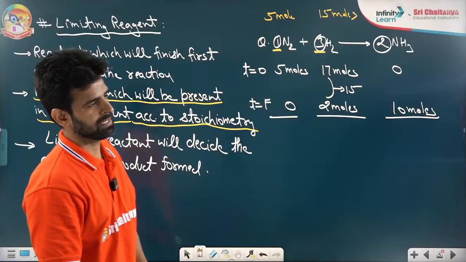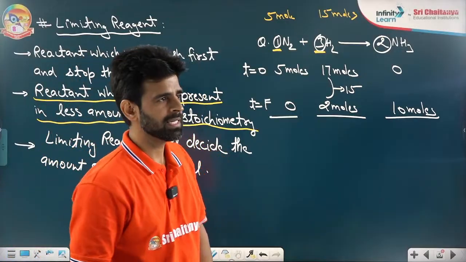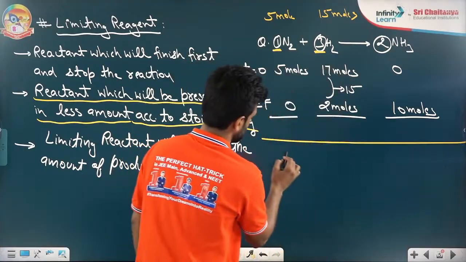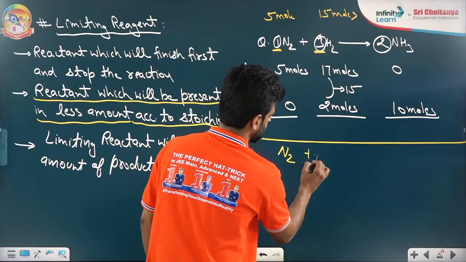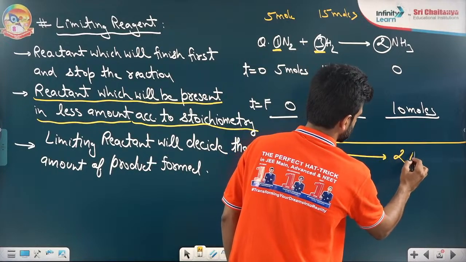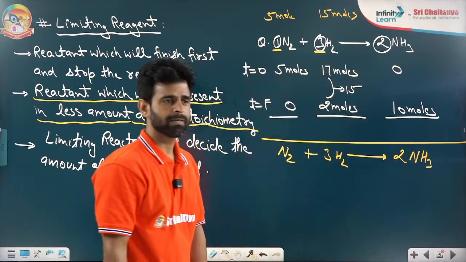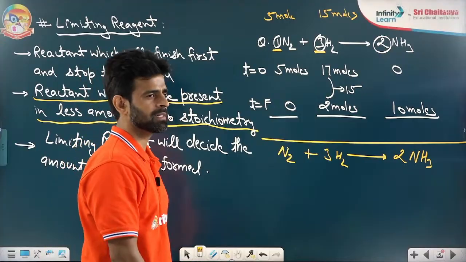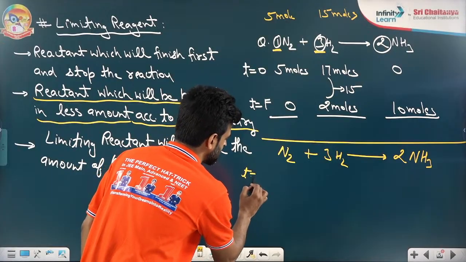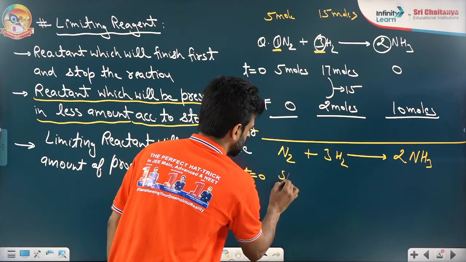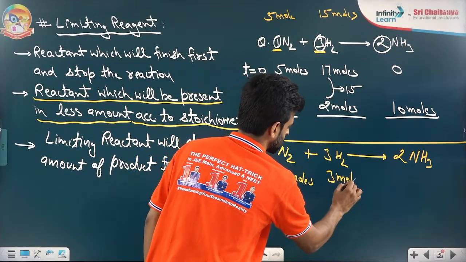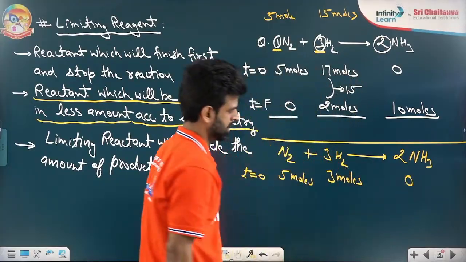How to find who is limiting with the shortcut, right? Same question I'm writing here. Look at this. N2 + 3H2 gives 2 ammonia. Right? Okay. Yes, sir, right answer, beta. So at time 0, what did they give us in the equation? They gave me 5 moles of N2, 17 moles of H2 and 0 moles of ammonia.